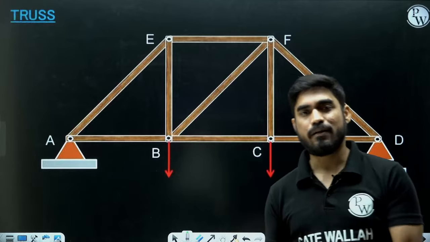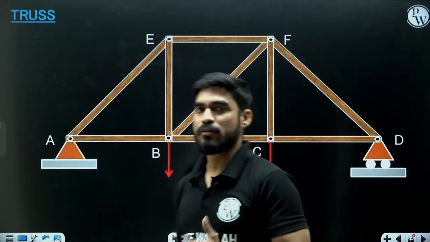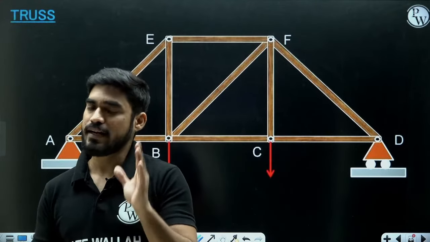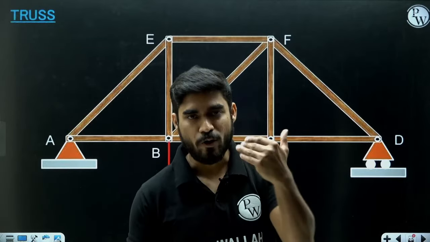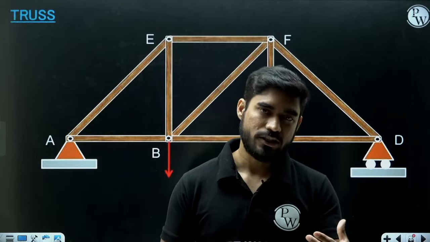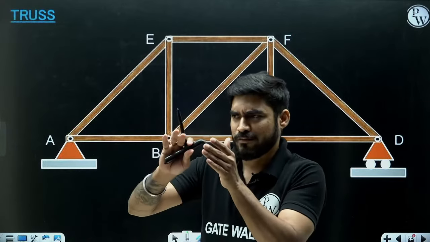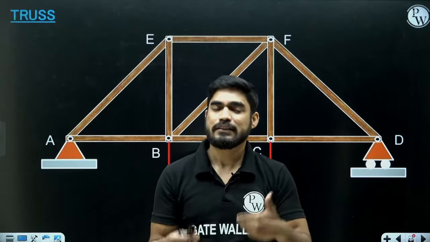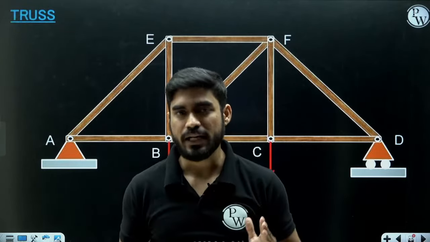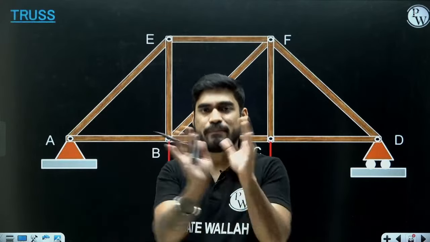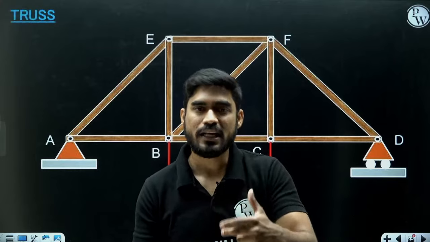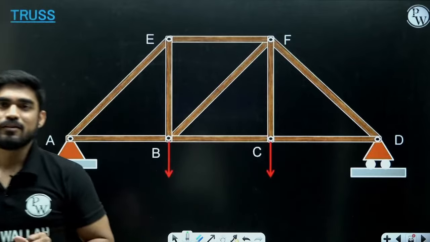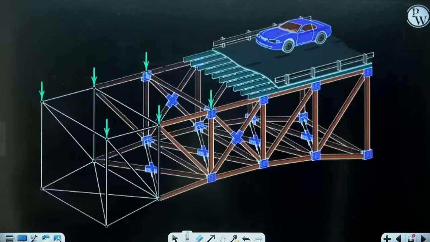When there is a question in the exam, whether you will apply method of joints or method of sections, you will decide yourself. Once you understand both the methods, you will understand which one a problem needs. There is no thumb rule that if the problem is like this, use method of joints, and if it is like this, use method of sections. That decision has to be taken by you. Once you solve problems by both methods, you will be able to decide. So let's move to the first method, which is the method of joints.